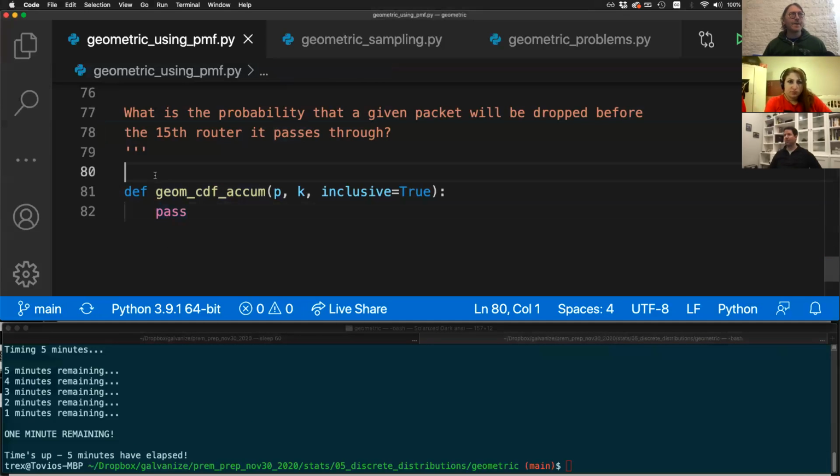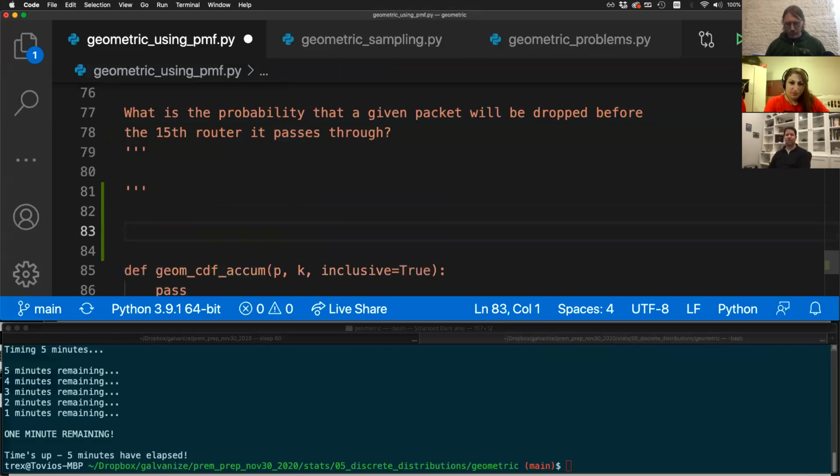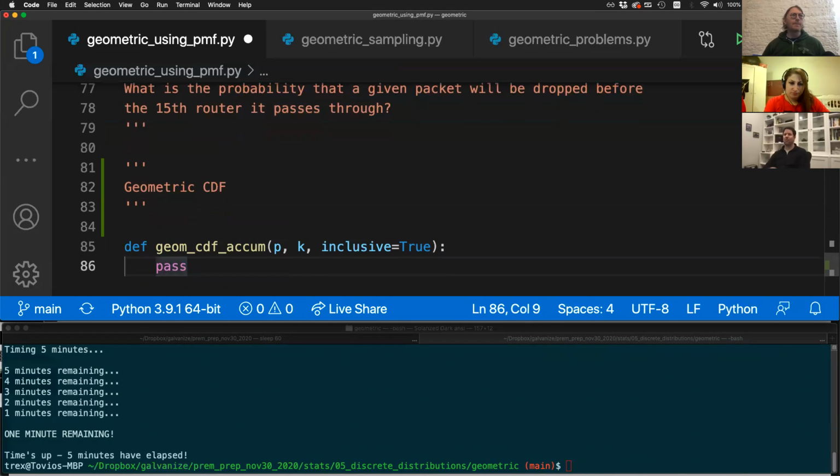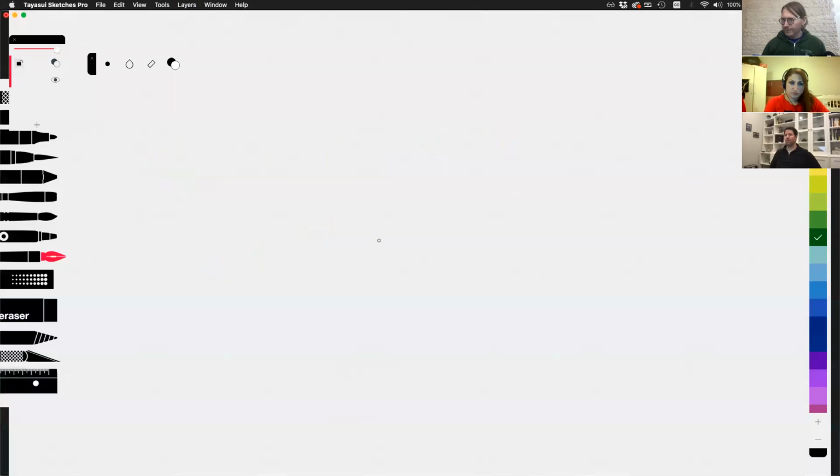So this one is sort of subtly challenging, and I'm going to show what you may have missed in this. So here's our geometric CDF. If we're thinking about what this looks like, let's say we have a probability of 0.5, and we're thinking about inclusive versus exclusive, right?